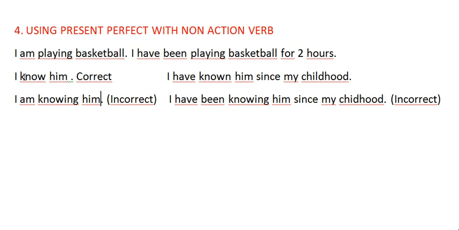Here, very important. With the action verb, we can use ing. We say I am playing basketball. I have been playing basketball for 2 years. But with a non-action verb, we don't use the present perfect continuous or present continuous tense. Those are all incorrect sentences. We say I know him, I have known him since my childhood, and the difference between those two sentences is here I just say I know him, that's it. But here, how long do I know him? The time is like how long I have known him. So I say since my childhood, then we say I have known him since my childhood.